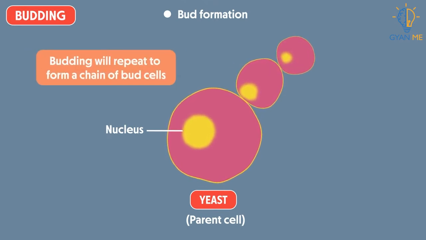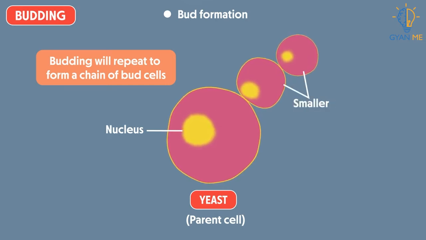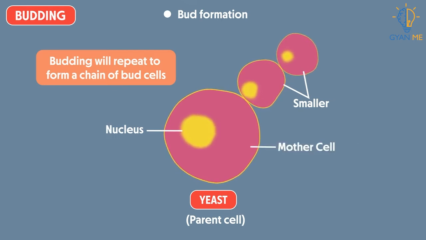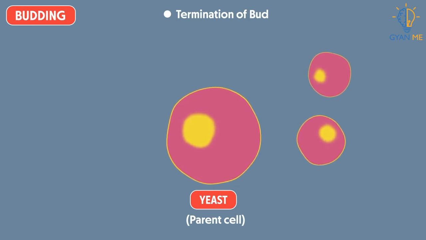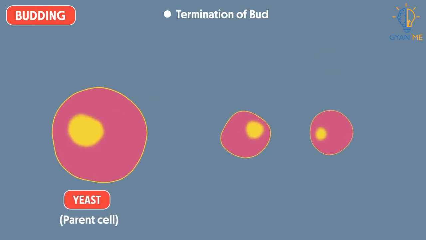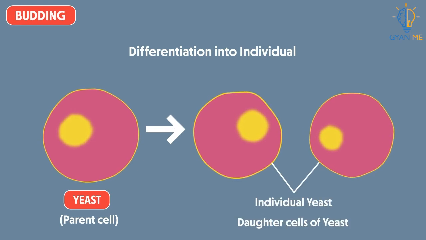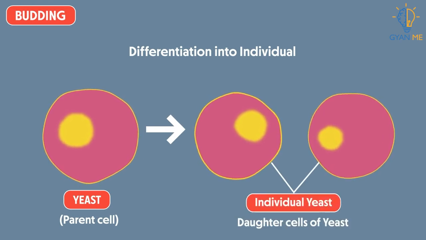Budding will repeat to form a chain of bud cells. The daughter cells produced during the budding process are generally smaller than the mother cell. With time, they grow and develop to the original size. After repeated divisions, each daughter cell will grow and become an individual yeast.